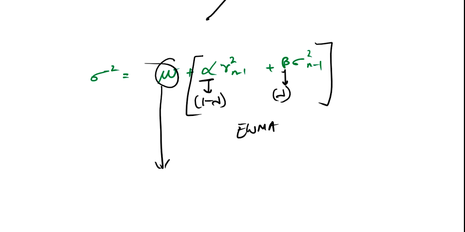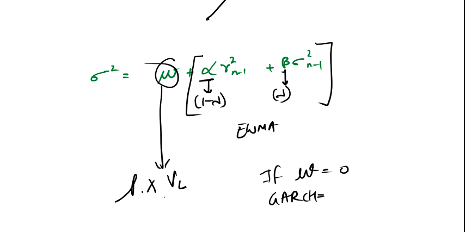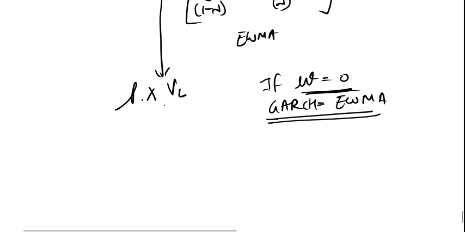What is your omega? This is actually your gamma multiplied with VL. What is VL? This is the long run average variance. Long run average variance multiplied with gamma is actually your omega. Clear? So if omega is equal to 0, then GARCH will be equal to EWMA. If omega equals 0, GARCH will become EWMA.